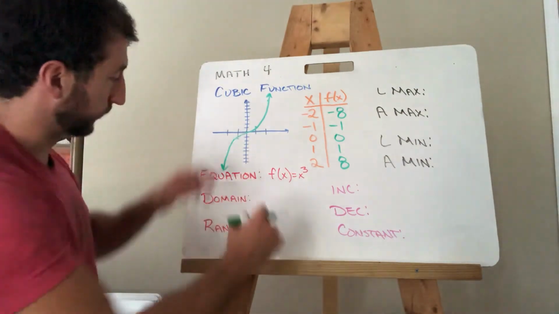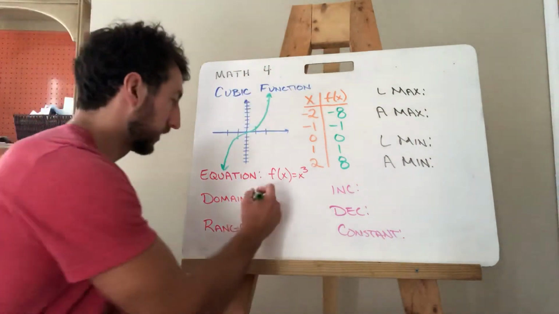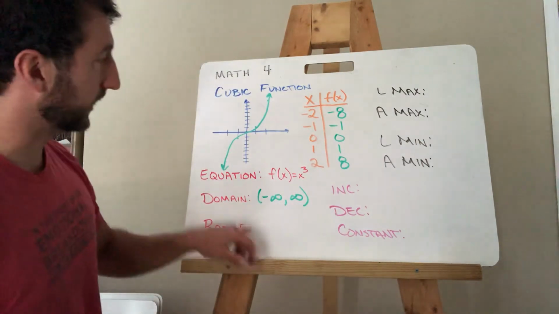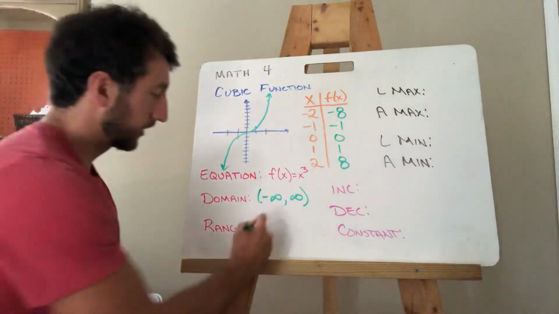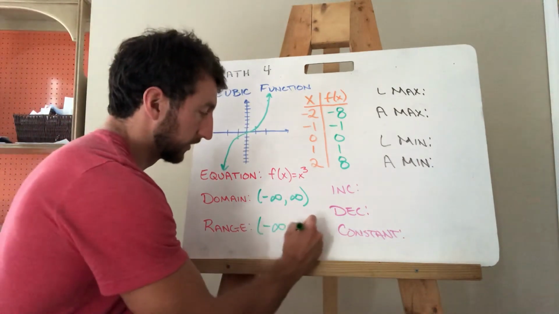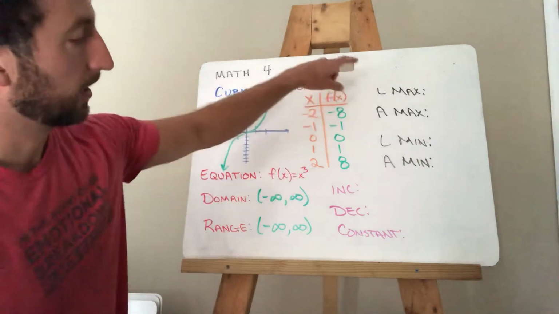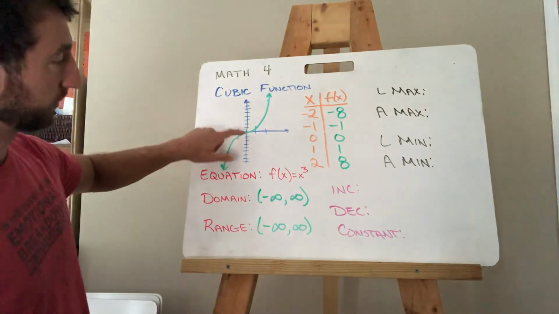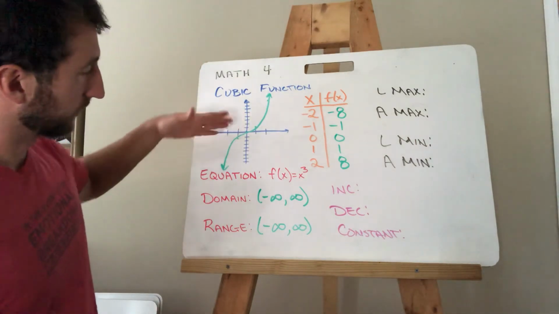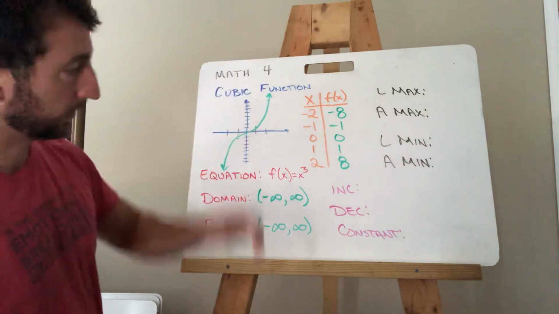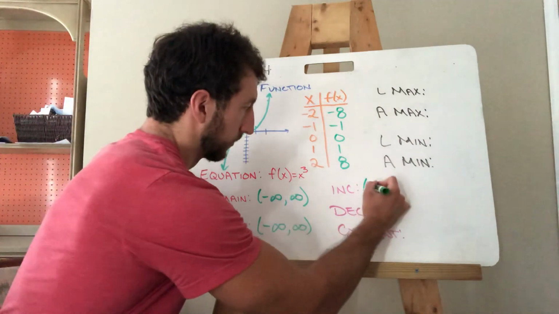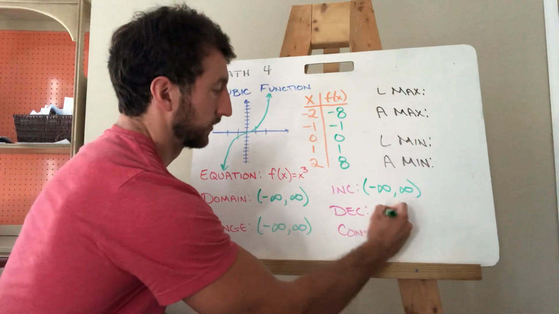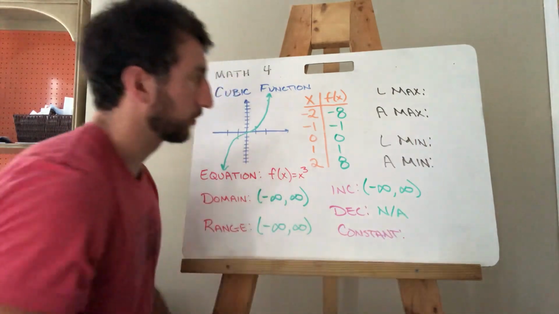Our domain goes forever to the left and forever to the right, so our domain is negative infinity to positive infinity. Our range goes all the way down, all the way up, so our range is also negative infinity to positive infinity. It is increasing over the whole entire graph. Even here, it's constantly going up. So we're going to put from negative infinity to positive infinity. It is neither decreasing nor constant at any point.